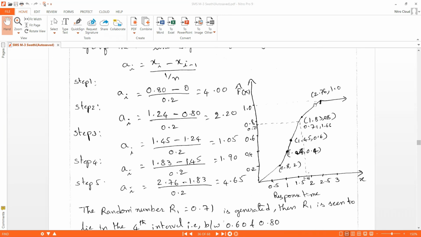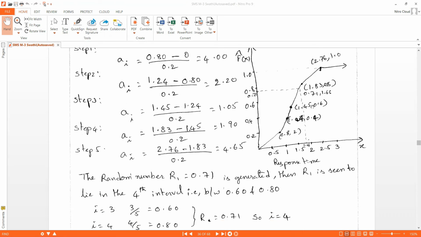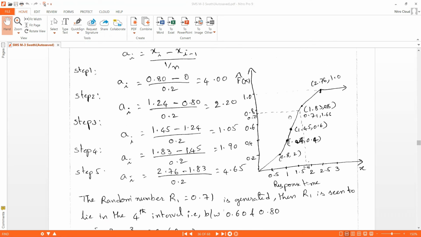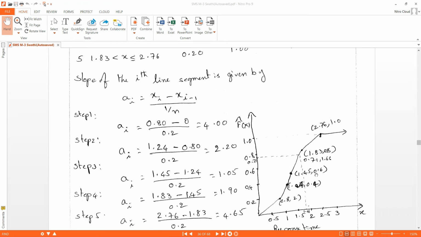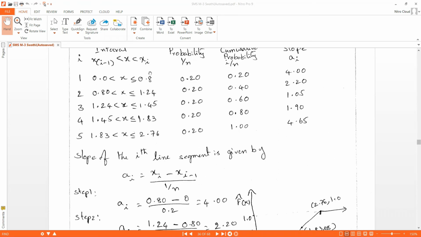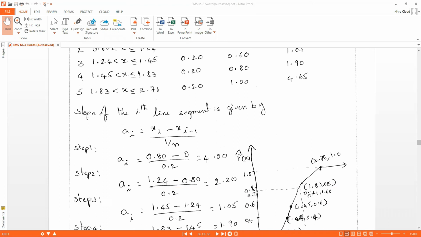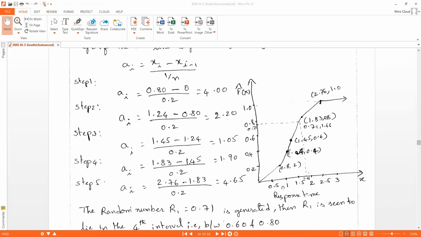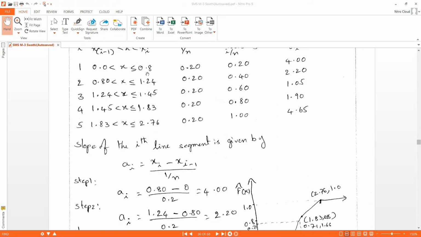After doing this, we need to plot a graph between x and F cap of x. Here we know the x values. In what range are the x values? 0 to 3. So we'll mark here 0.5, 1, 1.5, 2, 2.5, like that. The x_i values are like this: 0, 1.24.